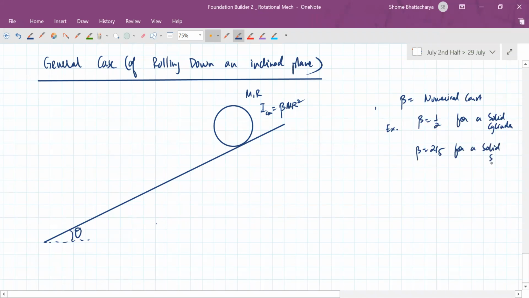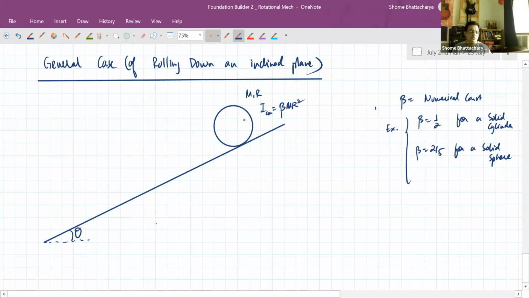Sir, it is only in rolling case, no? Yes, we are discussing this general case of rolling down an inclined plane. Then its free body diagram will be the same as the one we discussed previously. Only the value of I, instead of half mr square, we will replace it with beta times mr square. So the component of its weight down the inclined plane is giving it a tendency to slip.